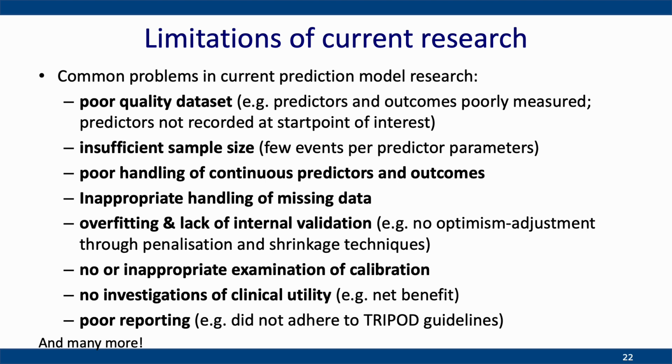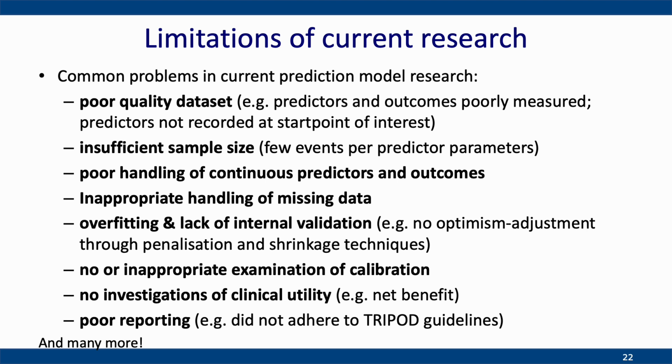I'll come back onto this later, but if the sample size is too small, then you're going to be leading to models that are just not reliable, that will pick up noise and something called overfitting, where the model is just not going to be performing well in new data because when you fit the model, it's picking up chance findings. Poor handling of continuous predictors and outcomes. I'll come back onto that. Inappropriate handling of missing data.